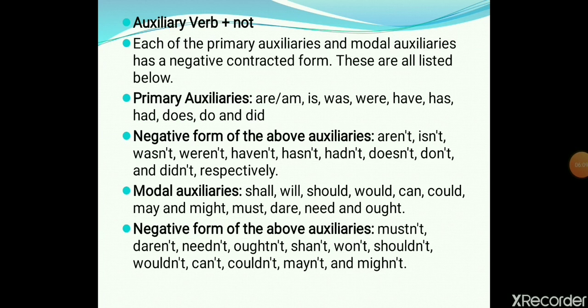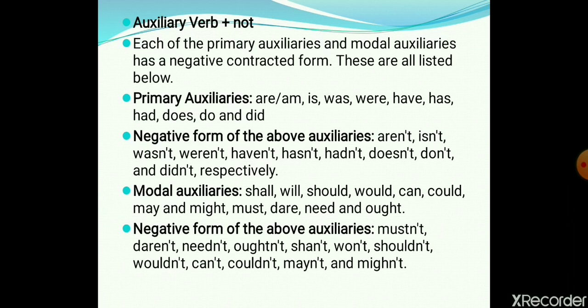Now let's see another rule. Auxiliary verb plus not. Each of the primary auxiliaries and modal auxiliaries has a negative contracted form. These are all listed below. Primary auxiliaries are am, is, was, were, have, has, had, does, do, and did. This thing I have already told you. So the negative forms of the above auxiliaries are aren't, isn't, wasn't, weren't, haven't, hasn't, hadn't, doesn't, don't, and didn't. It is didn't, not didn't. Okay, the correct pronunciation is didn't.